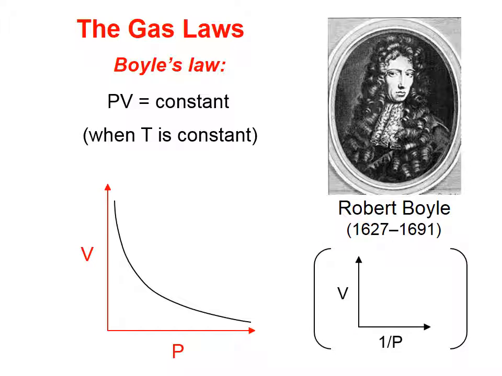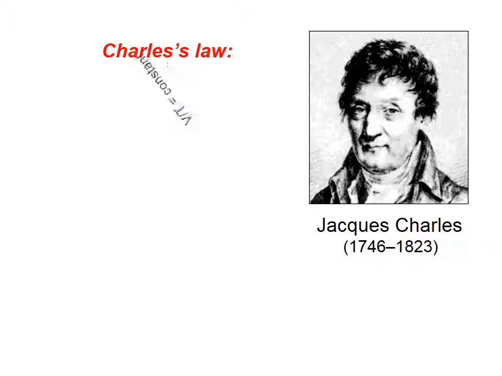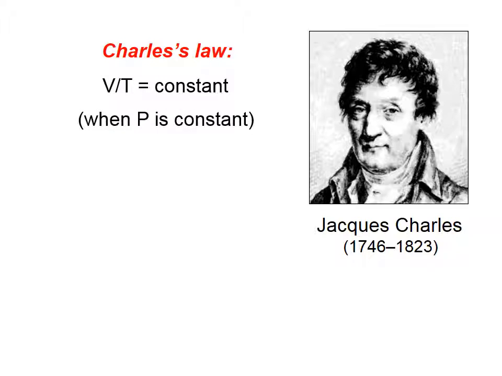A prettier graph is if we graph volume versus 1 over the pressure, and that turns out to be a nice straight line. Charles' law says that the quotient, volume of the gas divided by its temperature, is equal to a constant when the pressure is constant. If we were to graph volume and temperature, we would see a nice straight line.